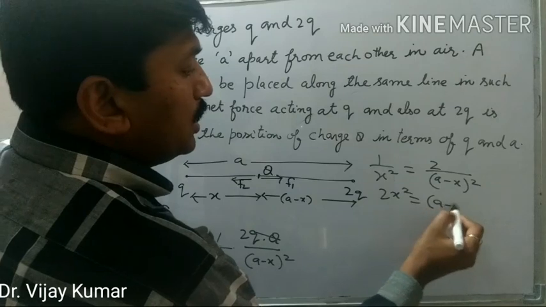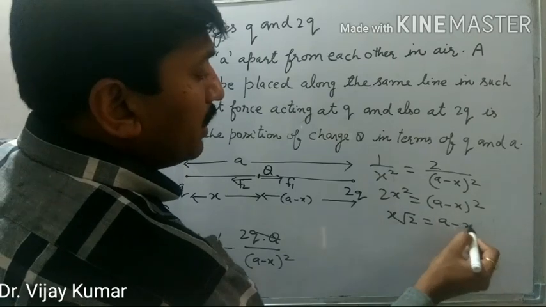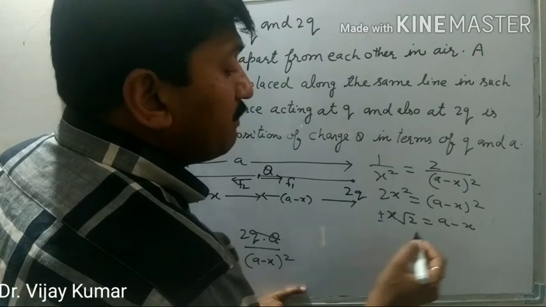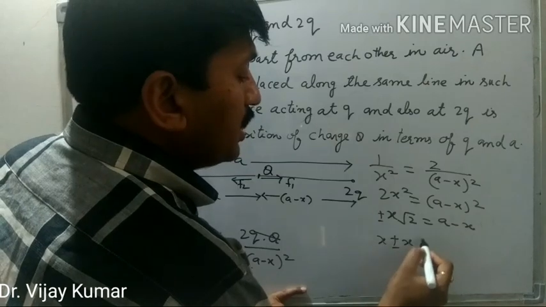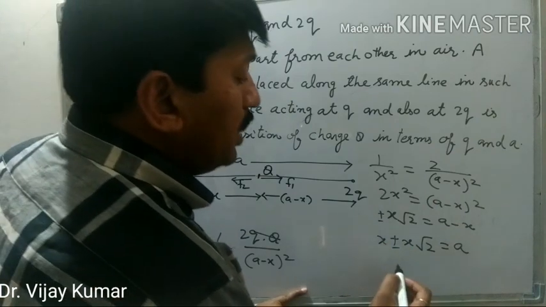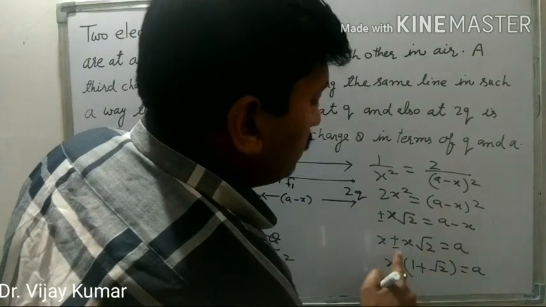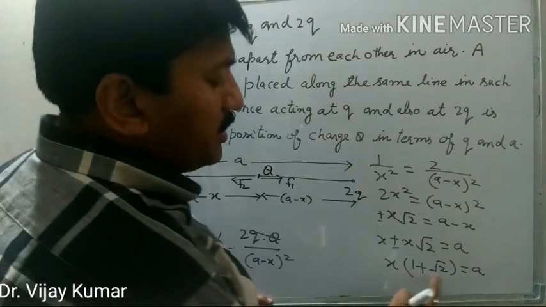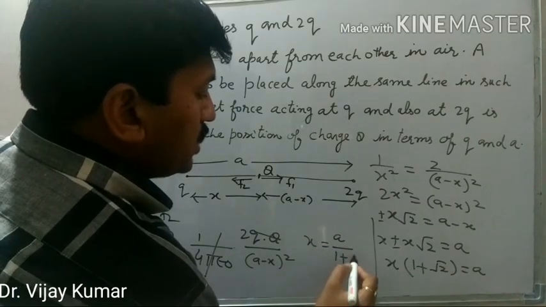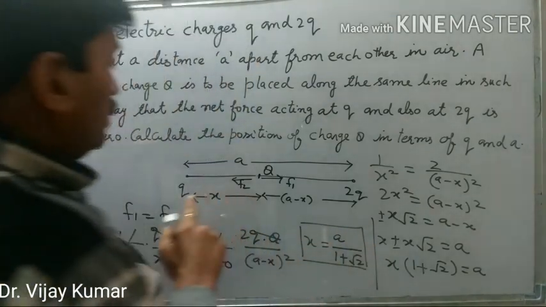2x square equal to A minus x square, and x under root 2 equal to A minus x, and we can also say plus minus x under root 2 equal to A. X plus minus x under root 2 equal to A, and x times 1 plus under root 2 equal to A if we consider plus, and if we consider minus then it becomes x times 1 minus under root 2 equal to A, and x equal to A upon 1 plus under root 2 or 1 minus under root 2. This is distance from small q.